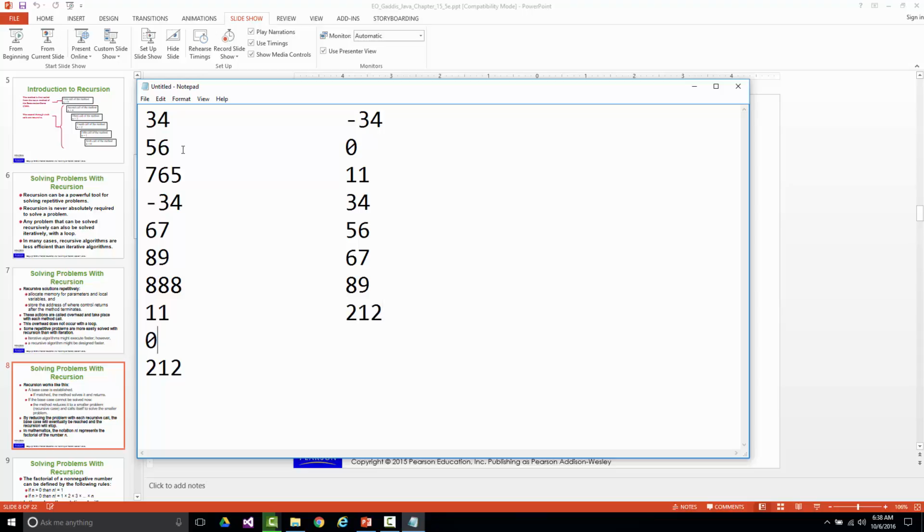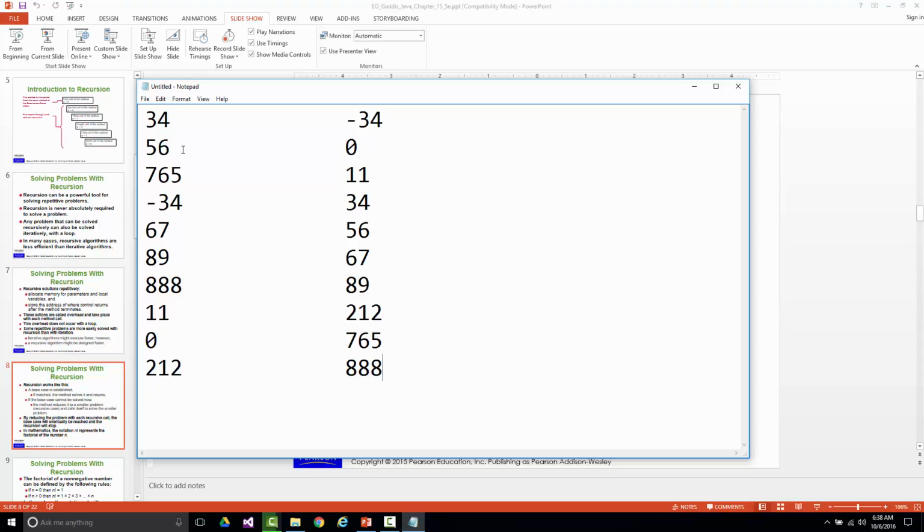212, we'd have 2 to go through. 765, we'd have 1 to go through. And 888. So you can see this is not a hard algorithm to solve non-recursively, but solving it recursively could result in less code. Typically, that's why developers will use recursive algorithms, because it results in less code.